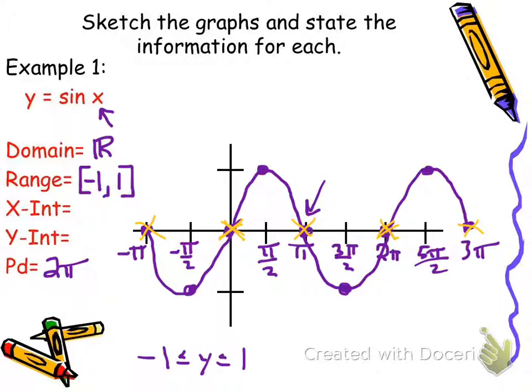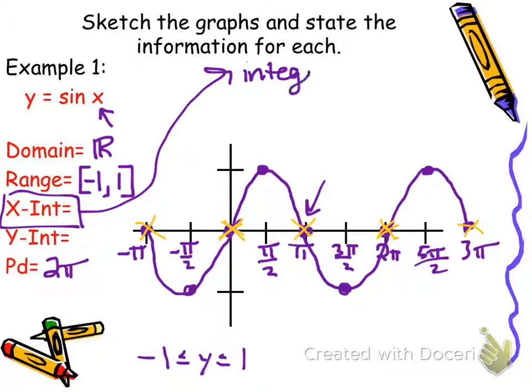If we wrote it out, the x-intercepts for the sine graph, we could say, is all integer multiples of pi. I got to pick up my pace here so we can get to our lesson.